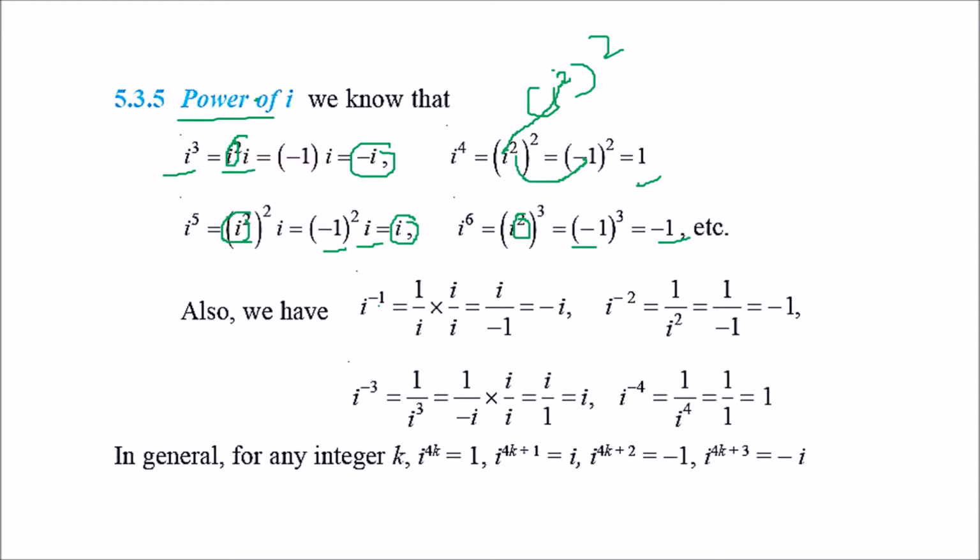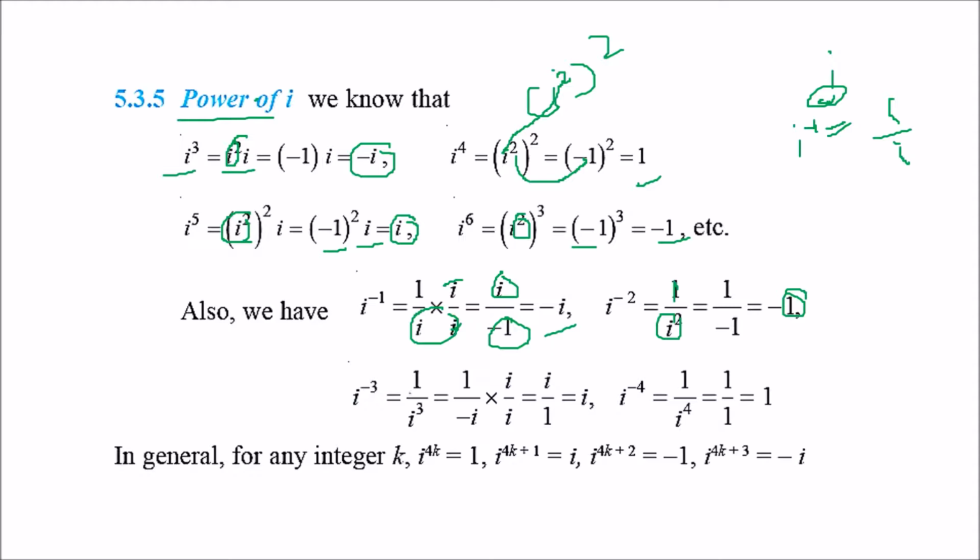What about i inverse? i inverse is nothing but 1 by i. Let us multiply numerator and denominator by i. So this gives you i square, that is minus 1, in the numerator, and this is i. So this will give you minus i. How about i to the power minus 2? This is actually 1 by i square. i square is minus 1. 1 by minus 1 is minus 1.